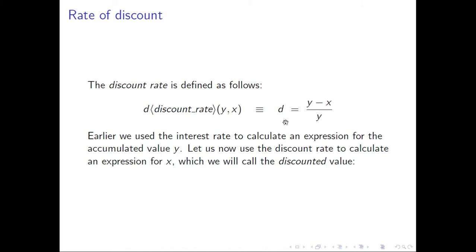But we'll look at that a bit later on. Now we use the interest rate to calculate an expression for Y, which we call the accumulated value. Let's do the same thing, but this time we will use the discount rate to calculate an expression for X, which we call the discounted value.